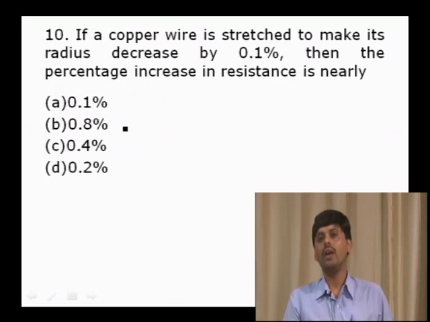Next. If a copper wire is stretched so that its radius decreases by 0.1%, then the percentage increase in the resistance is nearly. This is also the same concept, based on the stretching of the wire in terms of radius. If the radius is reduced, the length increases, which means the resistance increases. If x% of the radius is reduced, the new resistance will increase by 4x%. Taking the help of that concept, we can easily calculate that one.